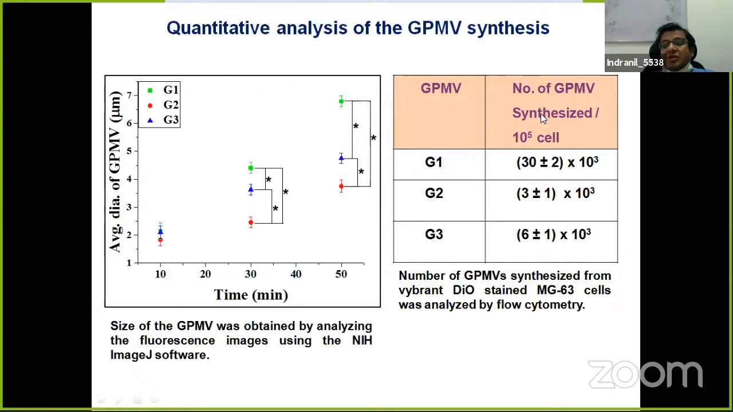Simultaneously, we also checked the number of GPMB synthesized per 10 to the power 5 cells, in an effort to quantify these GPMBs. But one thing I would like to mention is that the GPMB we are talking about are the cell membrane vesicles with a diameter of 1 to 15. There are some small proportions of vesicles which have a diameter below that.